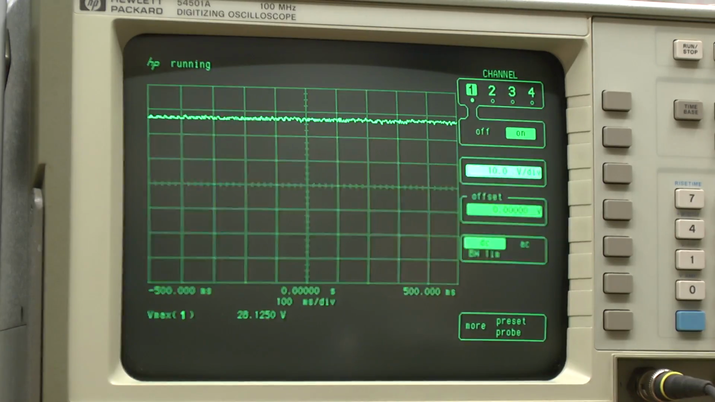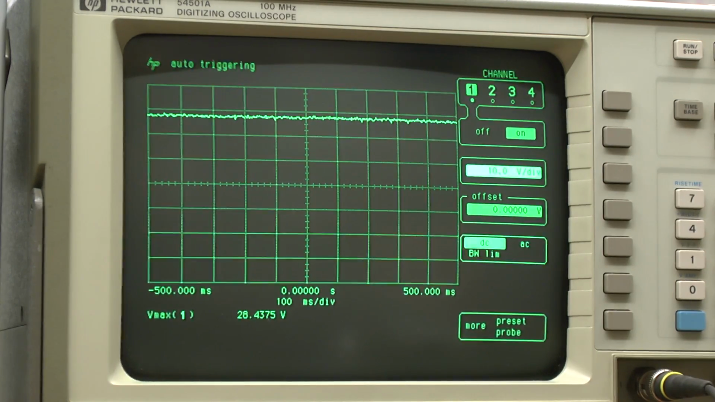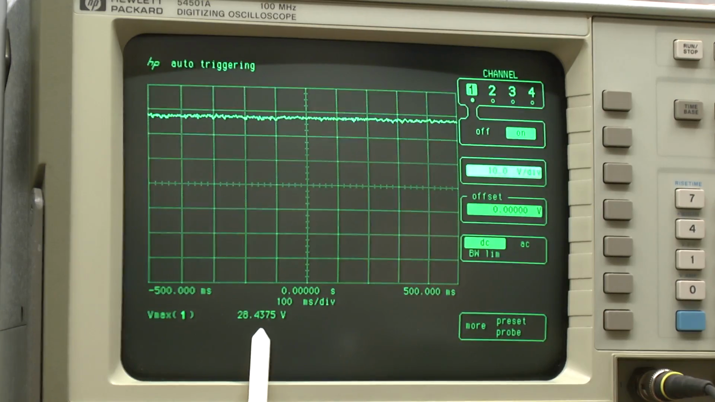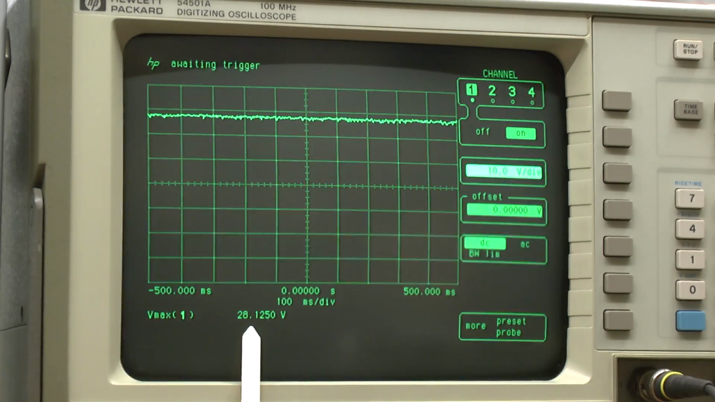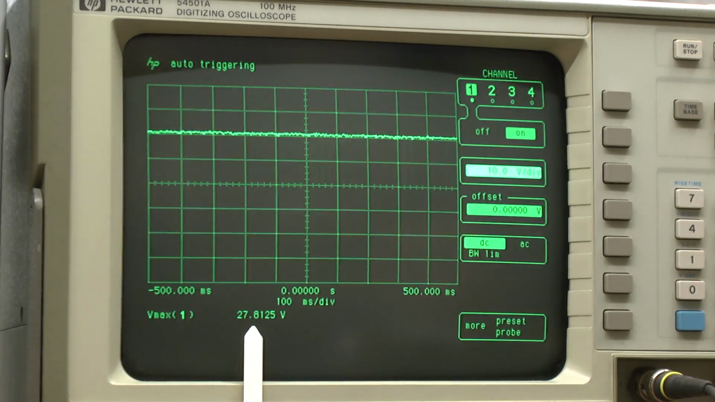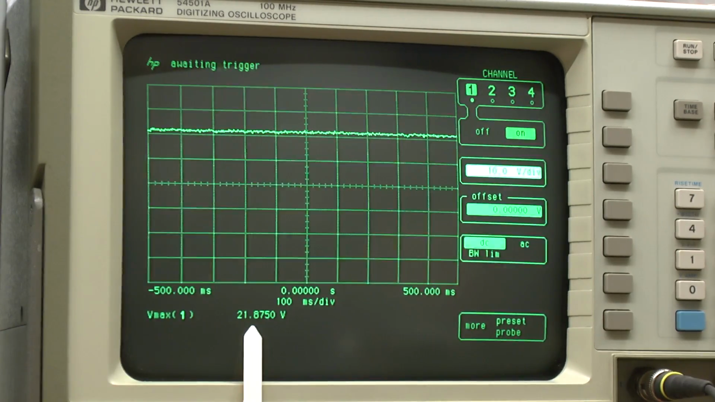I am now monitoring the output of the input selector switch going to the Phono preamplifier, which is still disconnected. And as you can see, we have a whopping 28 volts coming out of the input selector on the one channel. On the other channel, we have about 22 volts.